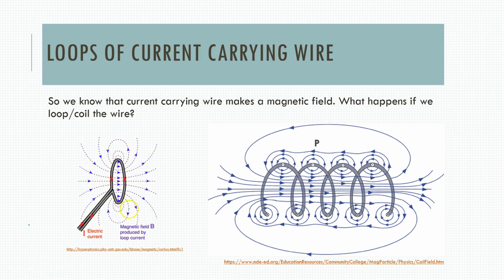So what we end up with is this. We end up with distinct circles, and then we end up with this massive concentration of fields that's going through the center.